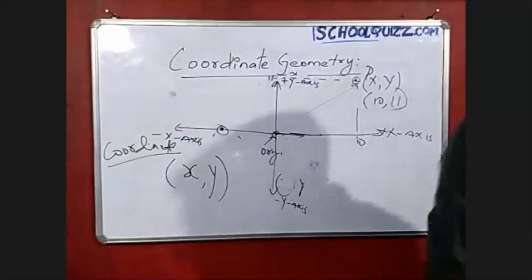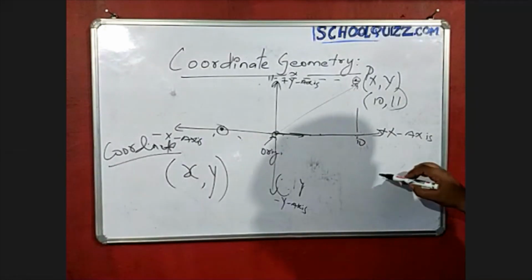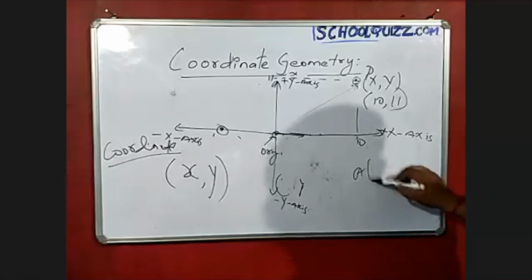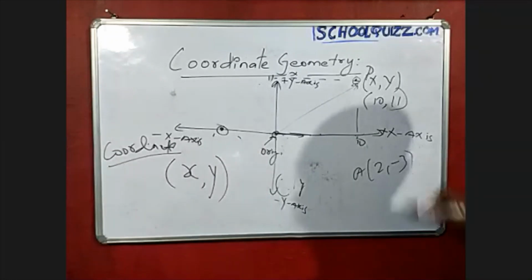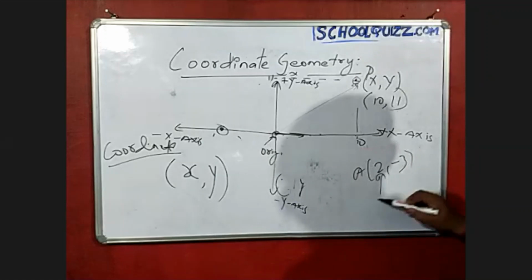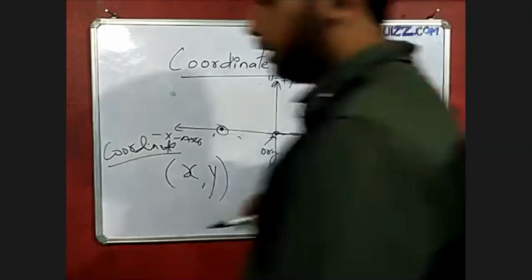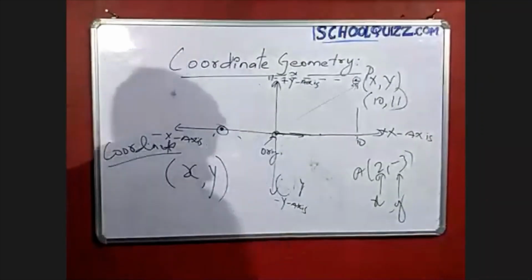If somebody is pointing to some points, suppose they ask you to plot (2, -3). How can you go? First, 2 is nothing but your x-axis point, and -3 is nothing but your y-axis point. Since it is negative, you have to move along the negative y-axis line.